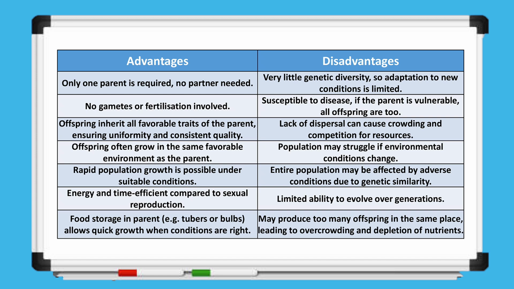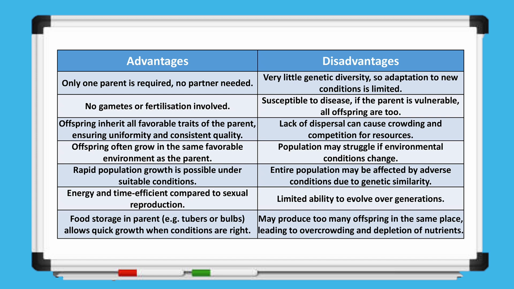This method allows for rapid population growth under suitable conditions and is more energy and time efficient compared to sexual reproduction. Storage organs in the parent, such as tubers or bulbs, provide nutrients that support quick growth when conditions are favorable. Whereas, the disadvantages include very little genetic diversity, which limits the ability to adapt to changing conditions.